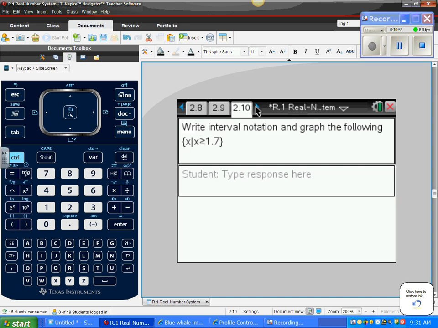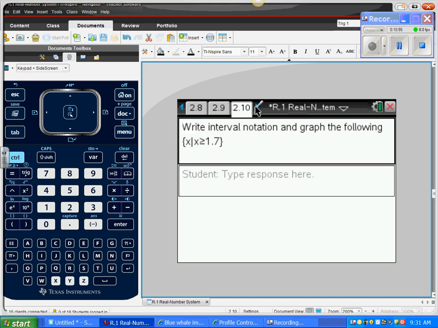Okay? x is greater than or equal to 1.7. So everything greater than or equal to 1.7, that's going to go all the way to infinity. And because we're using the greater than or equal to sign, we are also using a closed bracket. And we're spreading that out all the way to infinity. And since infinity is not a number we can put our finger on, we're going to use that open bracket.